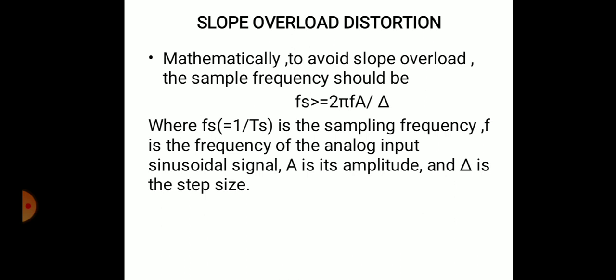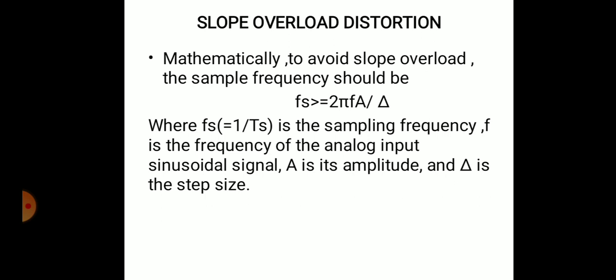Mathematically, to avoid slope overload, the sampling frequency should be: fs greater than or equal to 2 pi fa by del, where fs equal to 1 by Ts is the sampling frequency, f is the frequency of the input signal, a is the amplitude, and del is the step size. So we should maintain this formula.